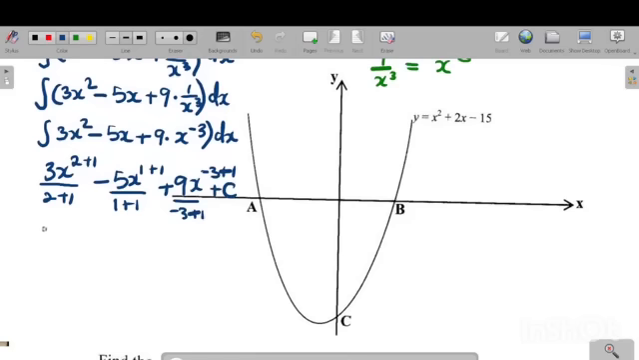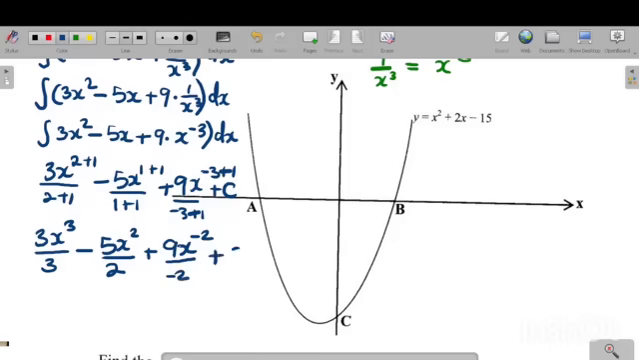So we are going to have 3x to the power 2 plus 1 is 3, then over the new power, which is 3, then minus 5, then x to the power 1 plus 1 is x squared, over the new power, 2, then plus 9x to the power negative 3 plus 1, which is negative 2, over the new power, which is negative 2, then plus c.